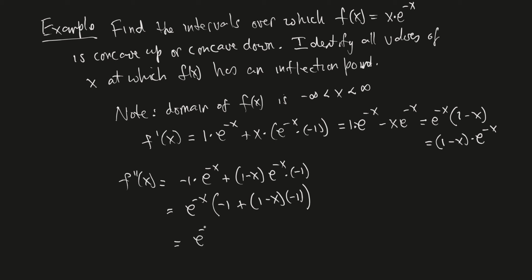So we have e to the negative x, and then in parentheses, we have a negative 1. Distribute that negative 1, so we have another negative 1, and then we have a plus x. So this is our second derivative. And again, I'll put the polynomial in front. I have x minus 2, right? Negative 1 minus 1, and then times e to the negative x.